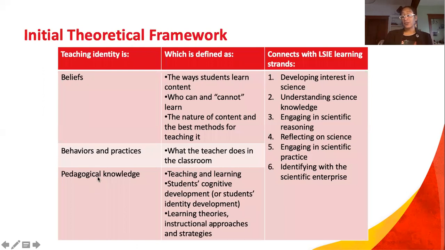So looking at the initial theoretical framework, teacher identity, we look at beliefs, the way students learn content. So what teachers believe about how students learn content, what they also believe about who can and cannot learn, and the nature of science content and the best methods for teaching. So these are all about the teacher's beliefs. Going back to that notion of who can and cannot learn, that's when we go back to think about equity, because there are beliefs in society about who can learn science and who cannot learn science. And teachers often consciously or unconsciously pick up on those beliefs and then either consciously or unconsciously enact them in the classroom.